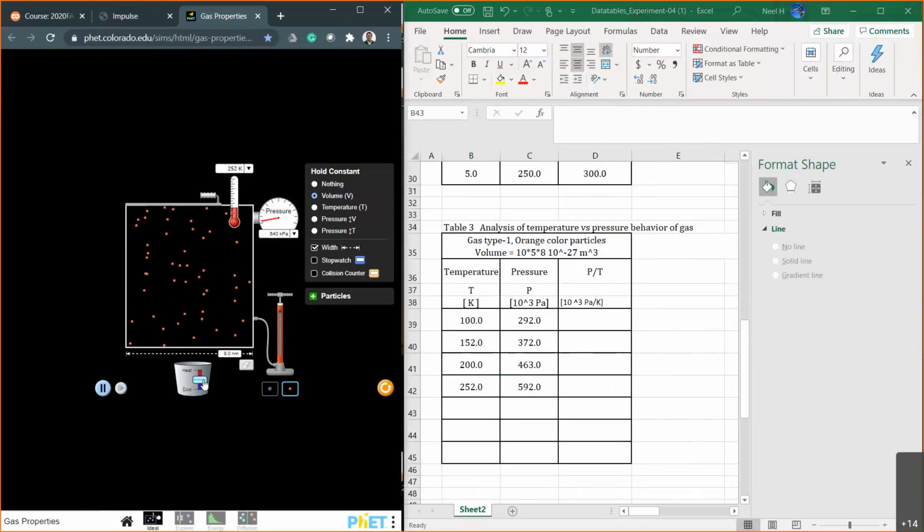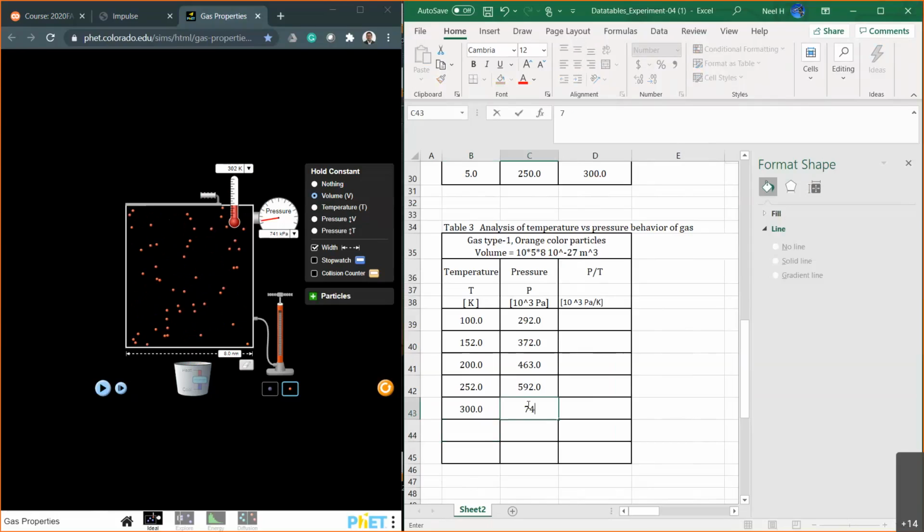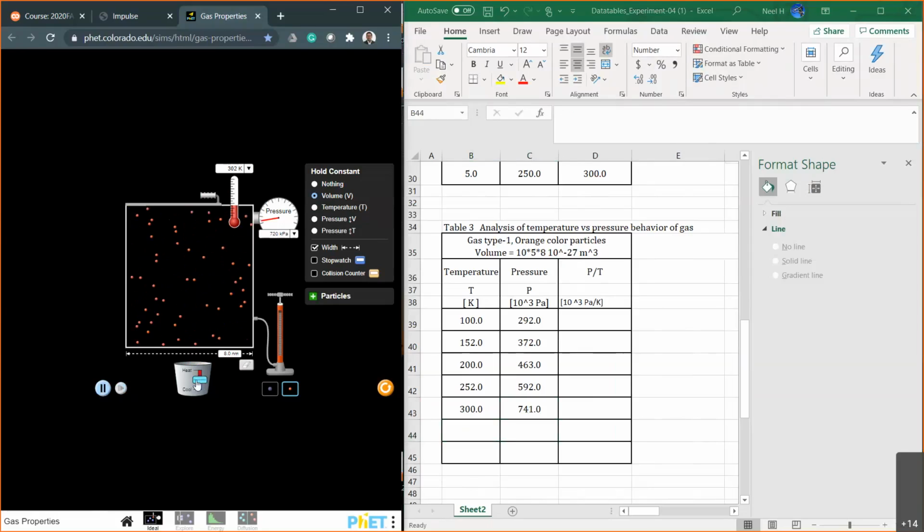Next one, 300. Pause mode, and the value is about 741. Next number, 350. If you can't get exactly 350, write down the closest number. Okay, 896.